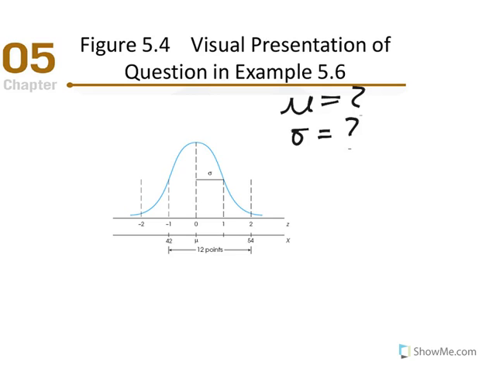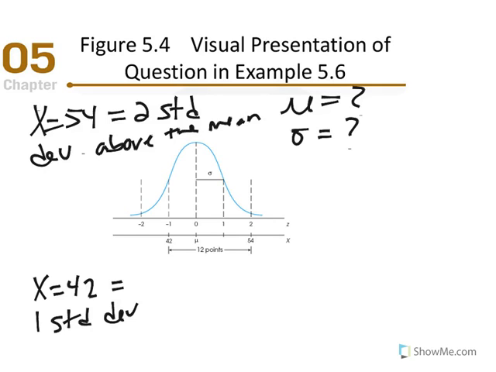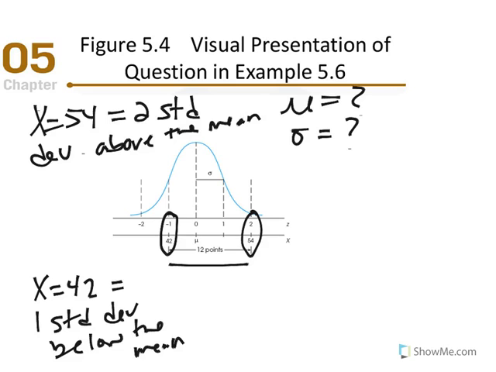First, let's take note of what was given. We are told that a score x equal to 54 is equal to two standard deviations above the mean. And an x value equal to 42 is equal to one standard deviation below the mean. That's coming from here: 42 is one standard deviation unit below, it's negative, and 54 is two standard deviation units above. And then we're told that the distance in raw score points from 42 to 54 is equal to 12 points.